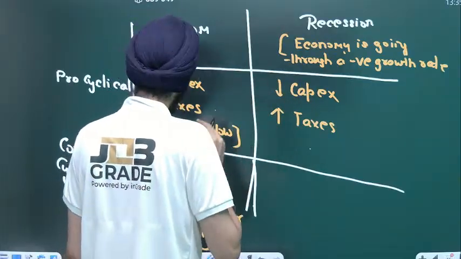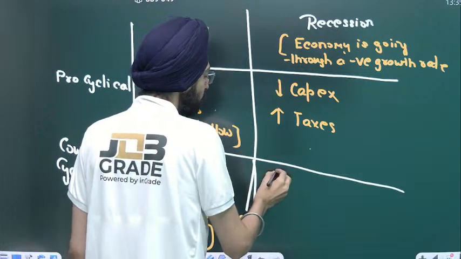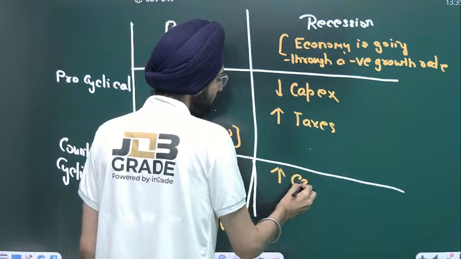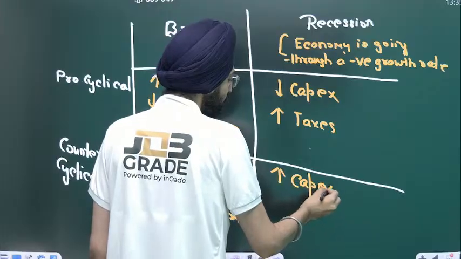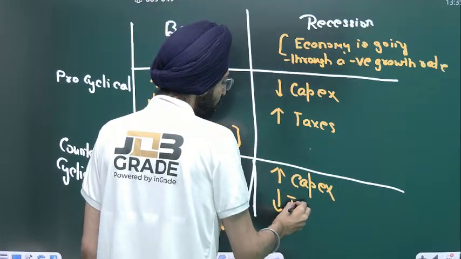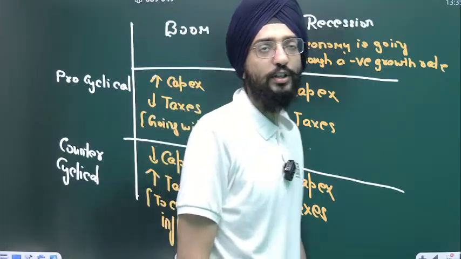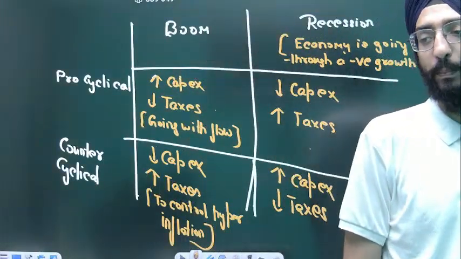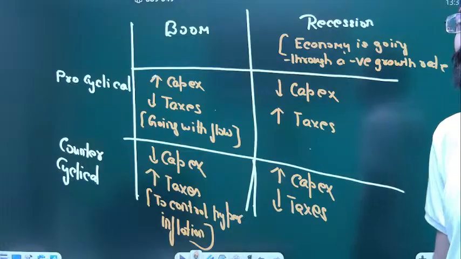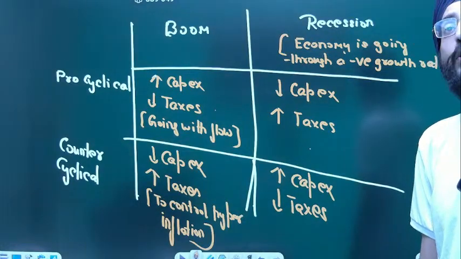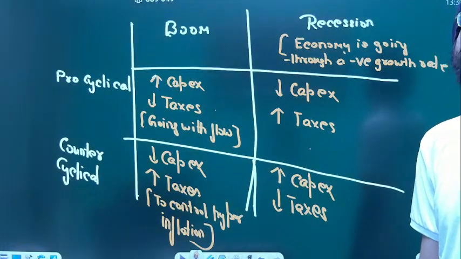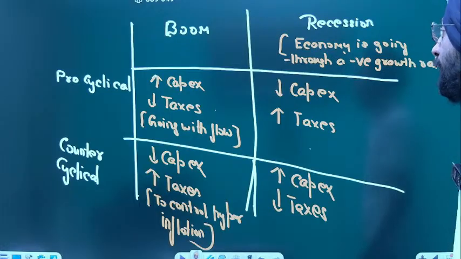What's the counter-cyclical approach? It's to increase capex and decrease taxes. So there would be enough disposable income with the public, so they can spend more, they can demand more, they can bring the economy back onto the track. That's how things go in the economy.